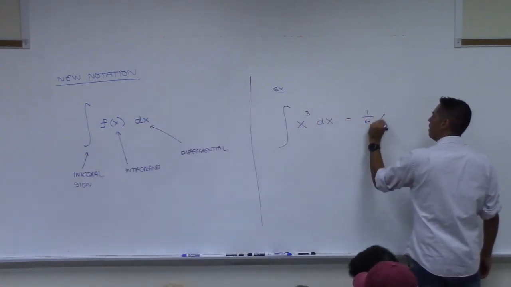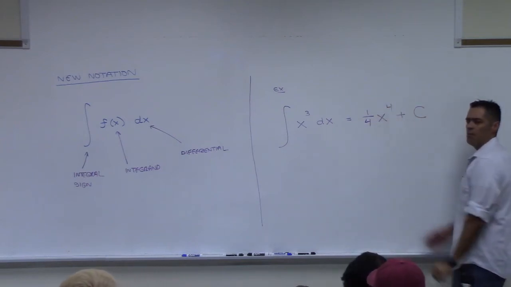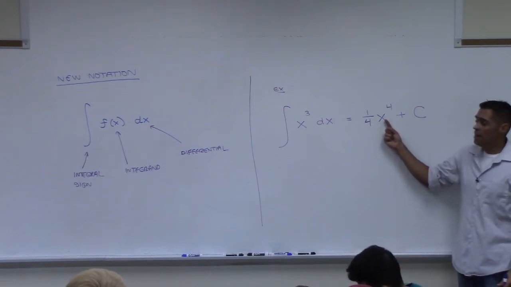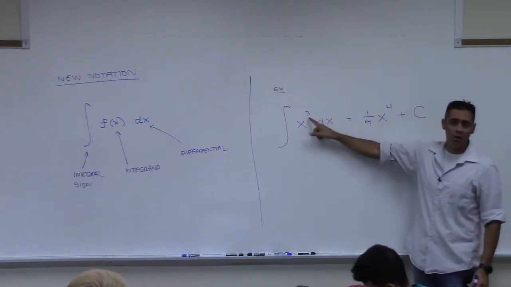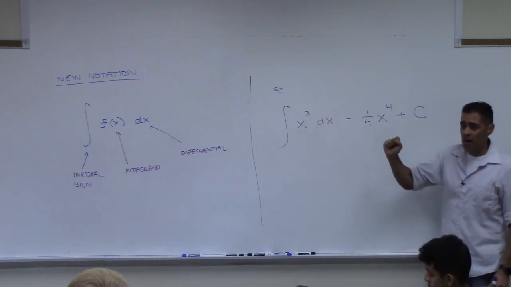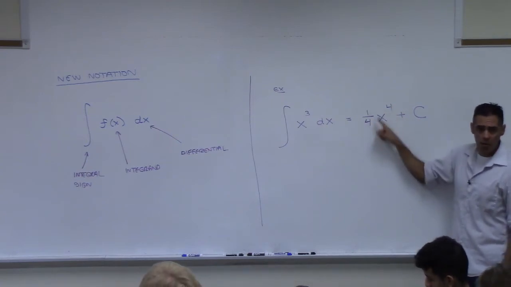1/4 x to the 4th plus a constant. So I'm using the rule that we established last class. That was if we ever had x to a power, then to find the antiderivative, we just add 1 to the power, put it up here, and then we divide by that same power, so 1 over that.